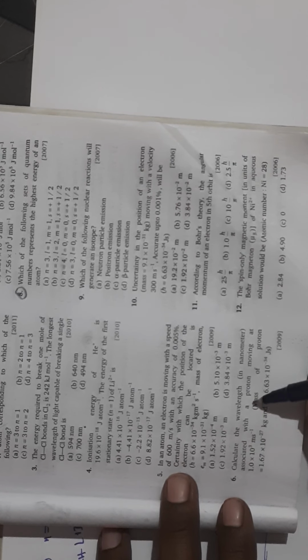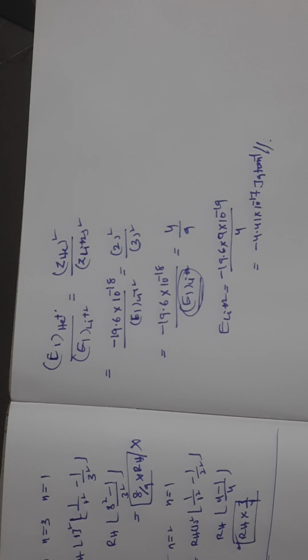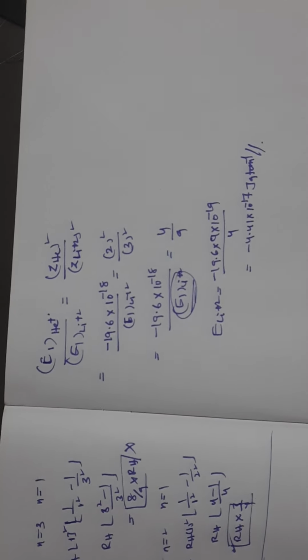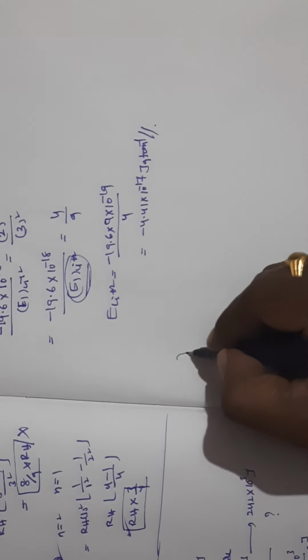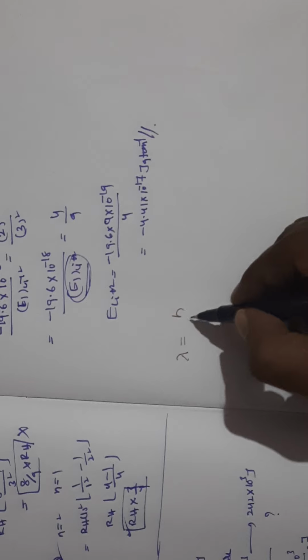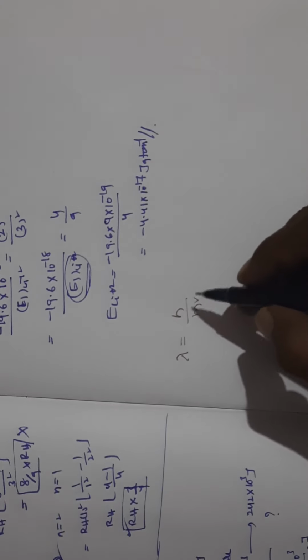Next question. Calculate the wavelength in nanometer associated with a proton moving at 1.0 into 10 to the power of 3 meter second to the power of minus 1. The mass of proton is 1.67 into 10 to the power of minus 27 kg, and h is equal to 6.63 into 10 to the power of minus 34 joule second. So how to solve this problem? I will explain. According to the question, we have to calculate the lambda value. So lambda is equal to h by mv, according to the de Broglie equation.